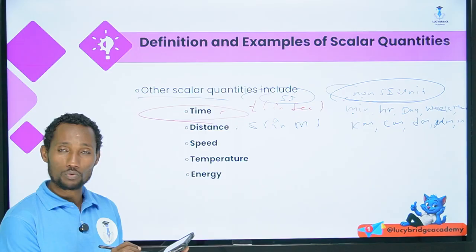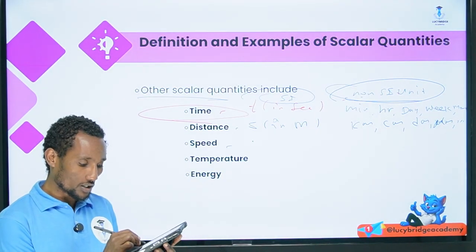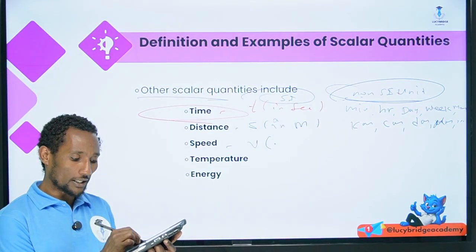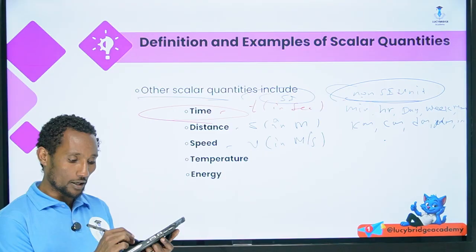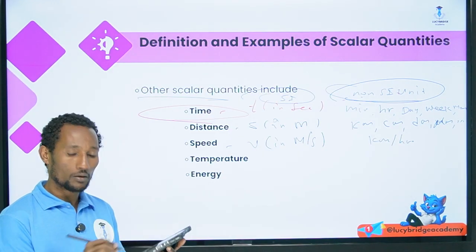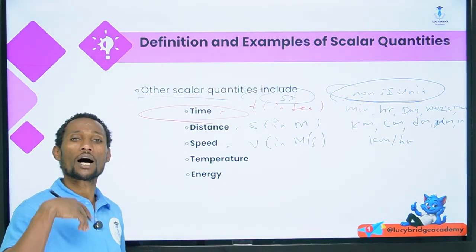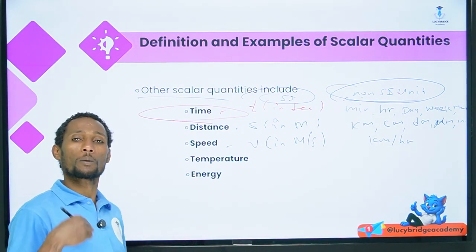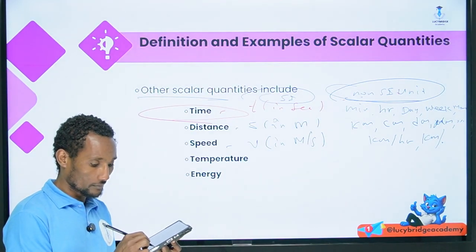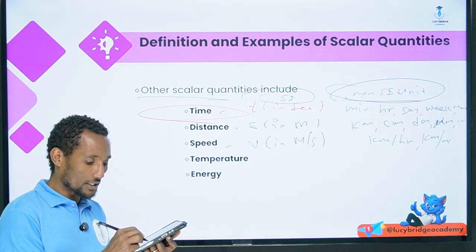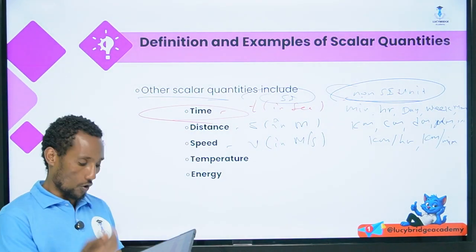Whereas for speed, with the speedometer, the speed v, the SI unit is meter per second. Non-SI units are like kilometer per hour, kilometer per minute, mile per second, and so on.